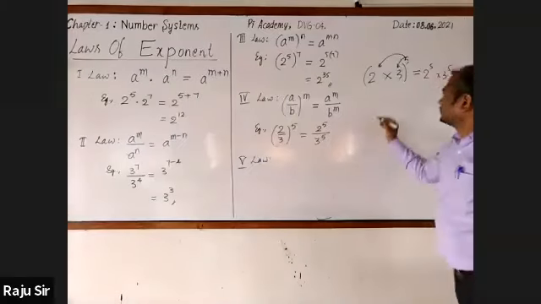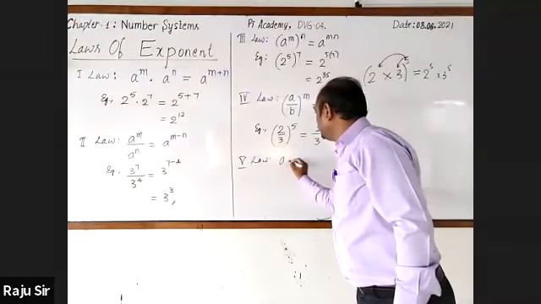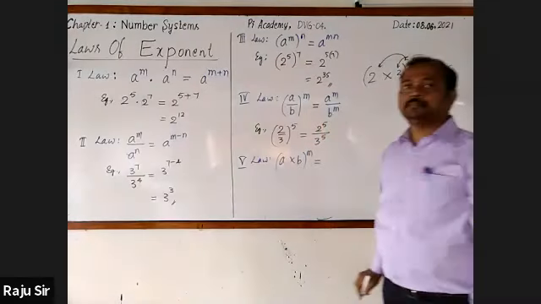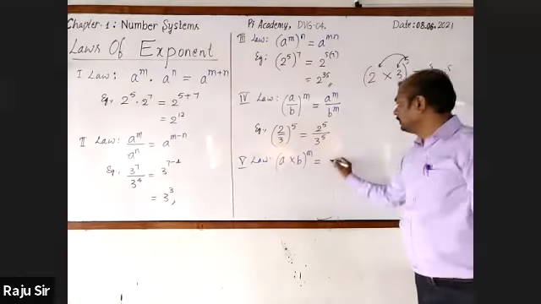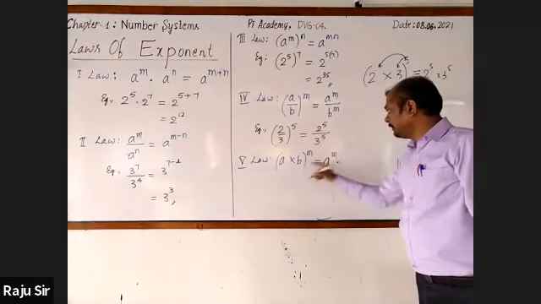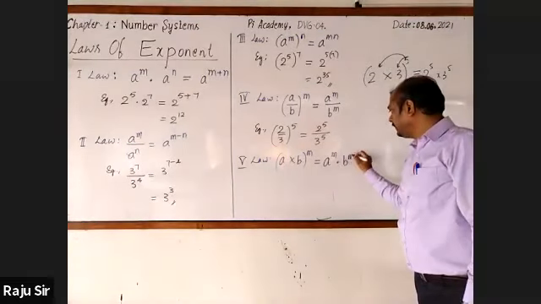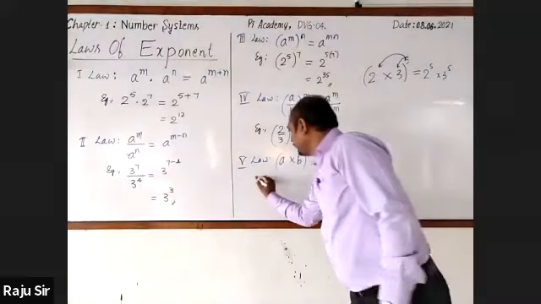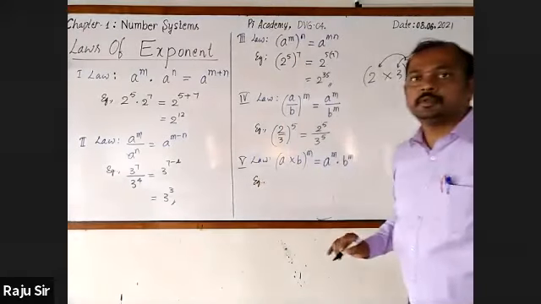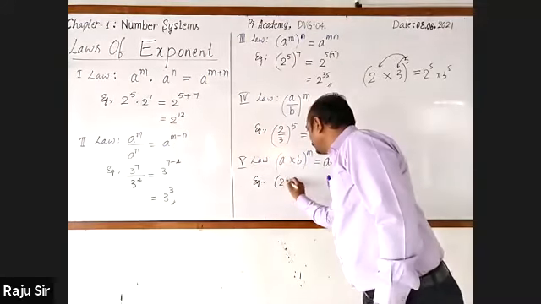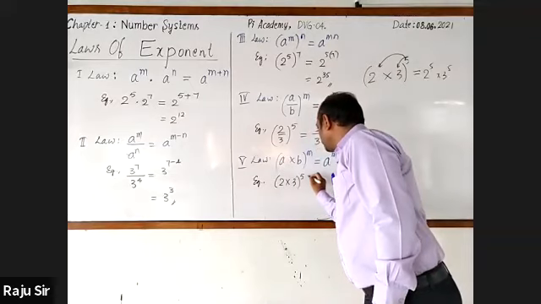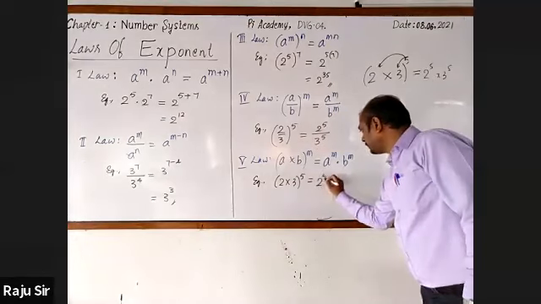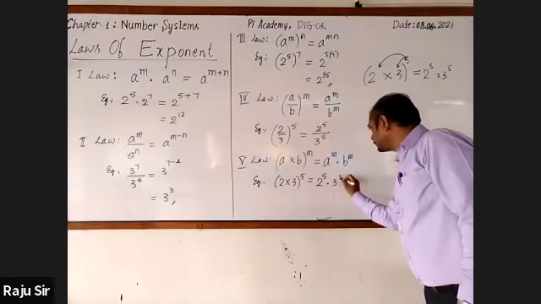Right, it is a into b whole raised to the power m is equal to a raised to the power m into b raised to the power m. Now write an example. This is 2 into 3 whole raised to the power 5, which can be written as 2 raised to the power 5 into 3 raised to the power 5.